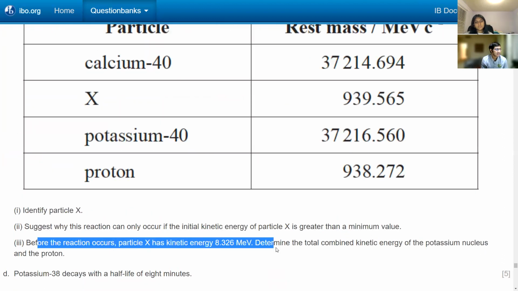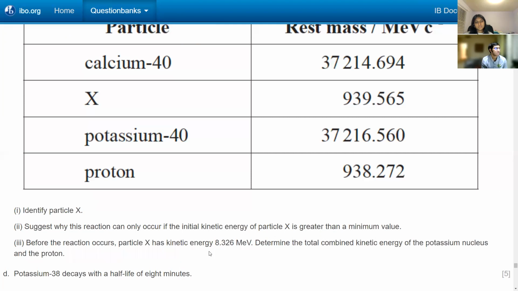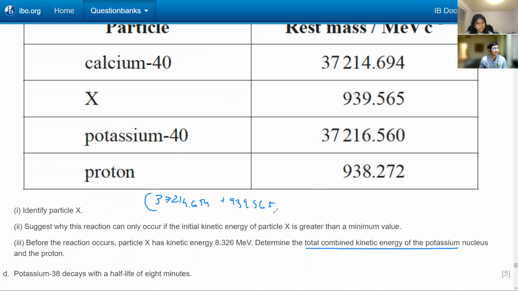Before the reaction occurs, excess kinetic energy determines the total combined energy of the potassium nucleus and the proton. So we have to do this plus this times... The total combined kinetic energy of everything on the right-hand side. So we have to do 37214.694 plus 939.565, all of that times 930. Wait, that's per megajoule.